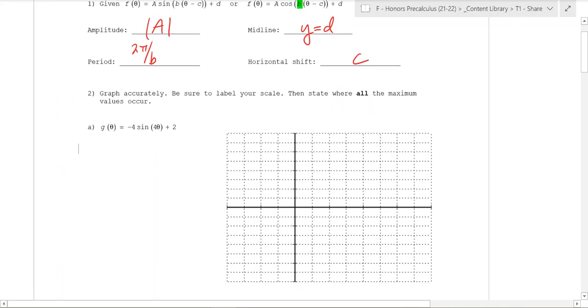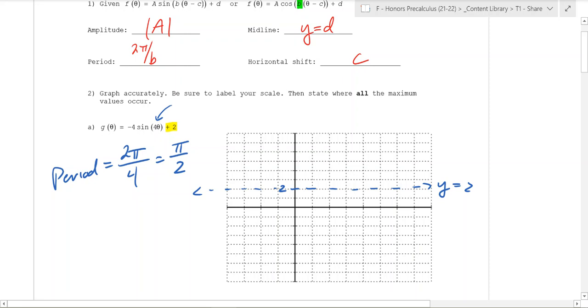The first thing it tells us, and I like starting here, is the midline is at 2. So let's put 2 right here, and make that midline right here, y equals 2. And the period of this is going to be 2 pi over 4 right there. So the period is going to be pi over 2. So it's going to repeat every pi over 2. So let's put pi over 2 right here, and we'll make this pi right here.